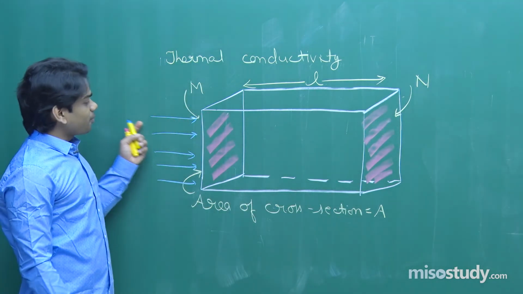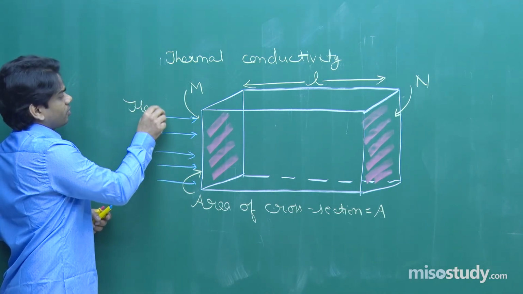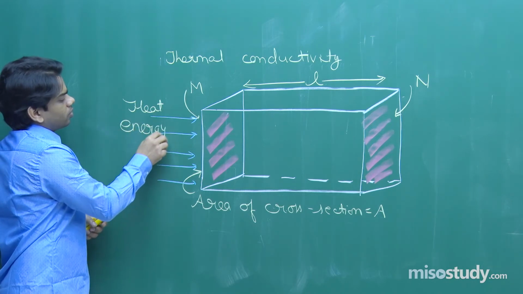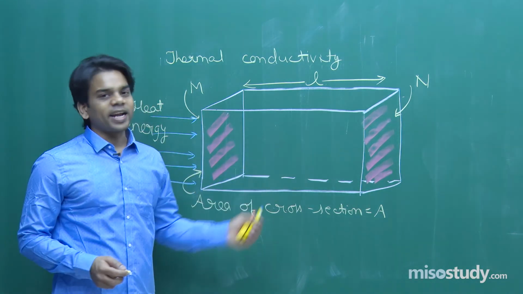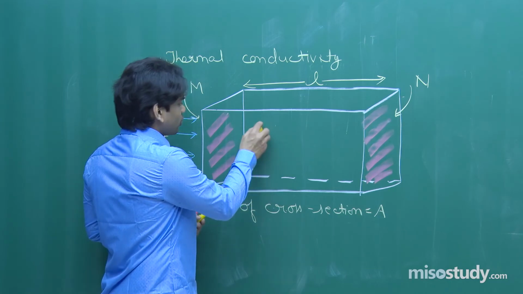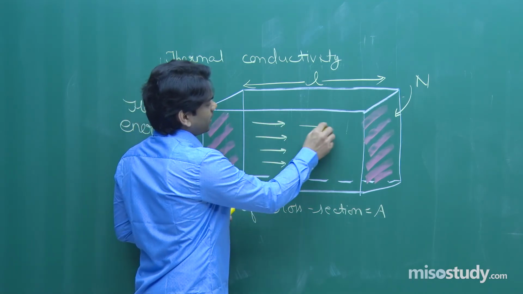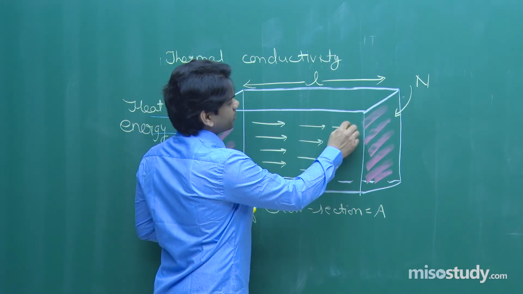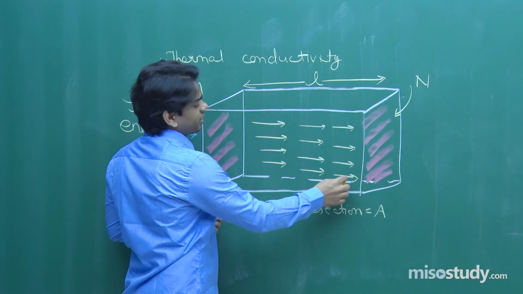Now I am providing heat energy to one of its ends, by any source. Heat energy will be gradually transmitted through the entire solid from one end to the other end. So let me show you that heat energy transmission is taking place within the entire solid object.